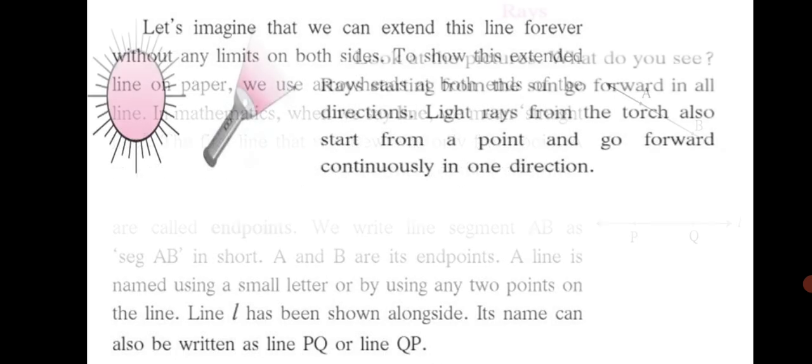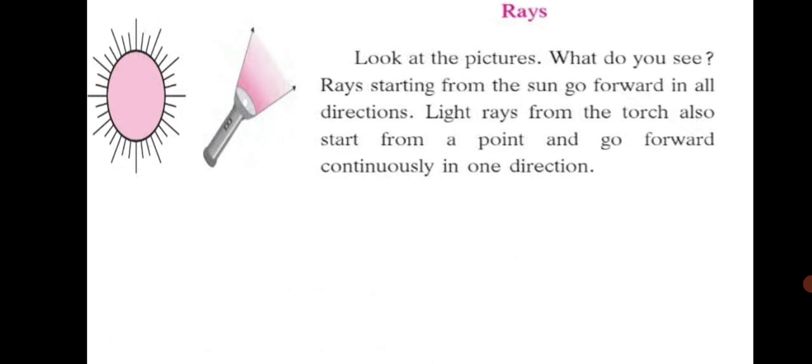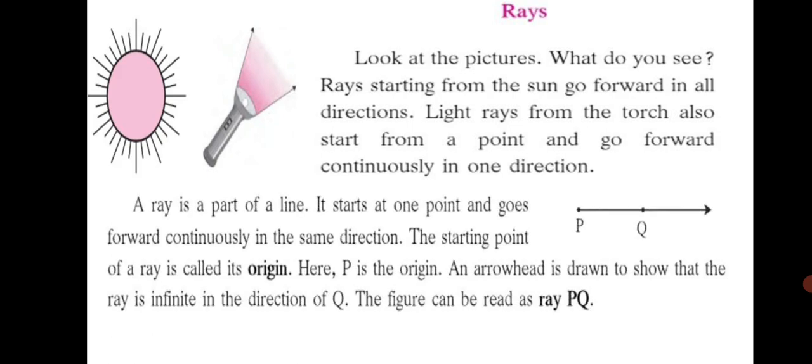Okay. Now let's learn about rays. Look at the pictures. What do you see? Rays starting from the sun go forward in all directions. Light rays from the torch also start from a point and go forward continuously in one direction. A ray is a part of a line. It starts at one point, for example point P, and goes forward continuously in the same direction without stopping. The starting point of a ray is called its origin. Here P is the origin.